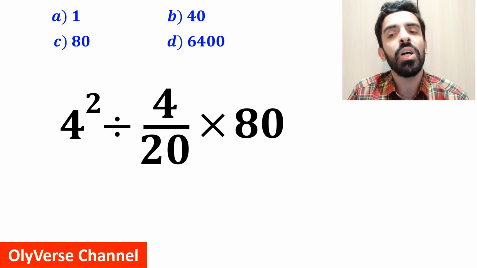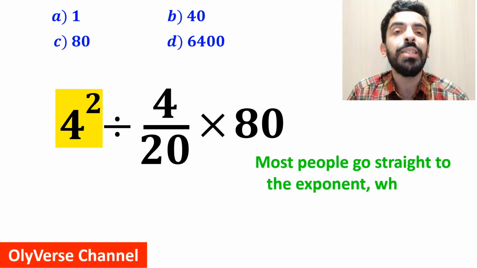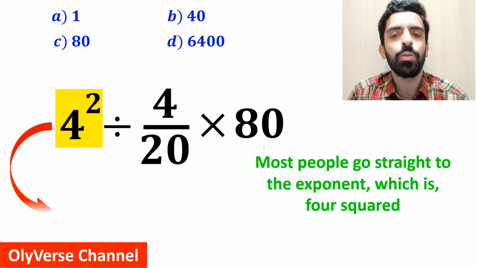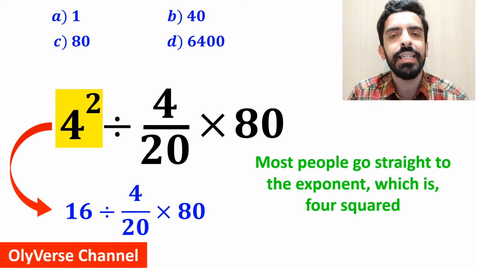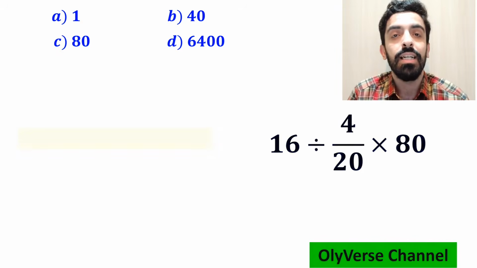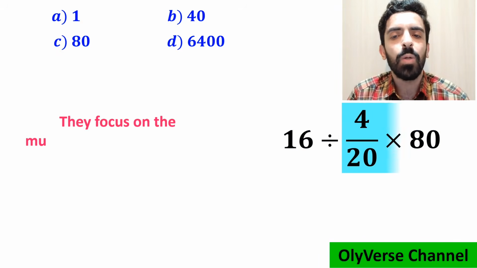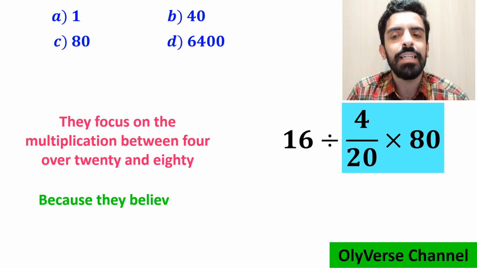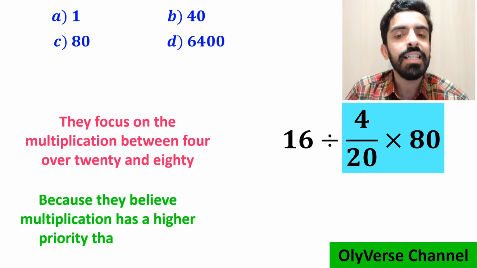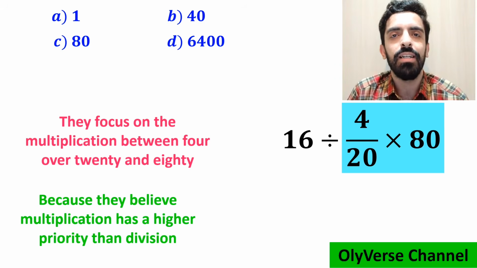And the first step to solve this question, many people go straight to the exponent, which is 4 squared, and write this expression as 16 divided by 4 over 20 multiplied by 80. And the next step, they focus on the multiplication between 4 over 20 and 80 because they believe multiplication has a higher priority than division.